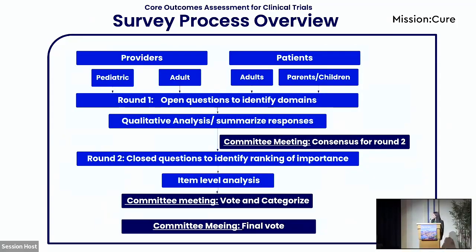So this is the survey process that we used. We used a 2-round Delphi study, and pediatric and adult providers, adults and parents and children all completed round 1 and round 2 of the survey. Round 1 was open questions to identify the domains. We then completed qualitative analysis to generate the different domains that were agreed upon by the committee for round 2. And round 2 was closed questions to identify rankings of importance. We then did the analysis from round 2 and had 2 committee meetings for voting and categorization of the domains.